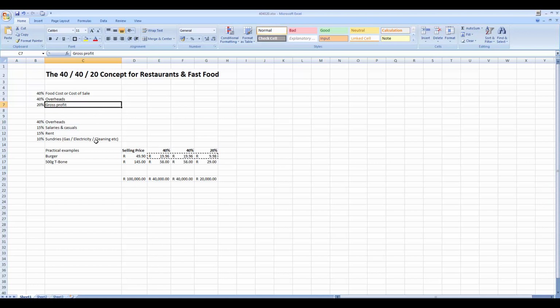Now the most important part here is we're talking about 20% gross profit. Let's just talk about gross profit. It's not net profit. It doesn't mean that 20% of that money you're going to put in your pocket, because out of that you still got to pay yourself.